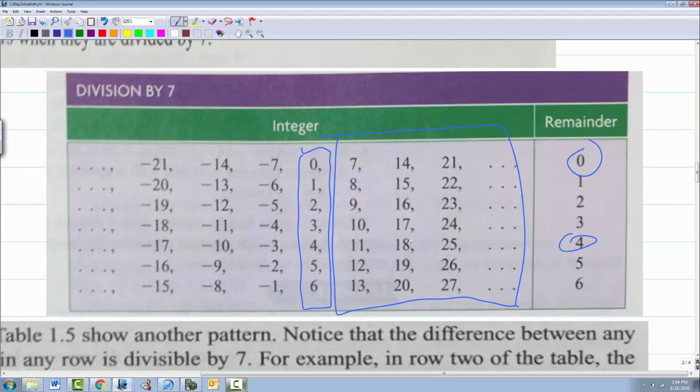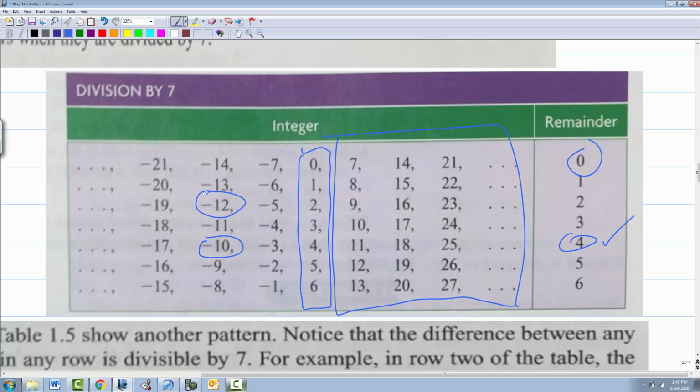18. What is the multiple of 7 smaller than 18, closest to it? 14. And then how far away is 18 from 14? 4 spaces, remainder 4. Negative 10. What is the smaller multiple of 7 closest to negative 10? Negative 14. How far is negative 14 away from negative 10? 4. It would have a remainder of 4.